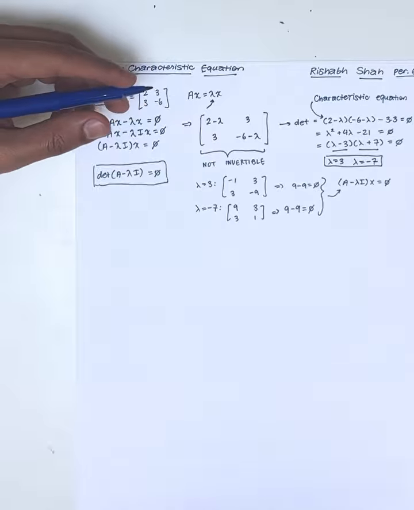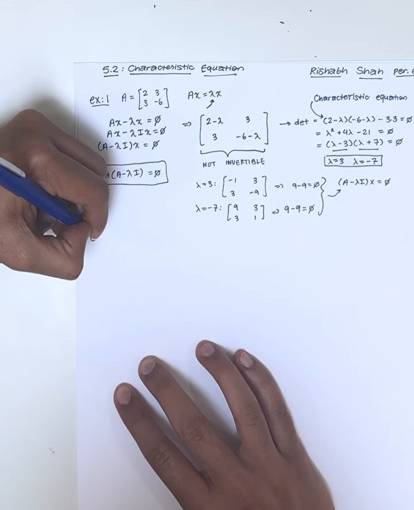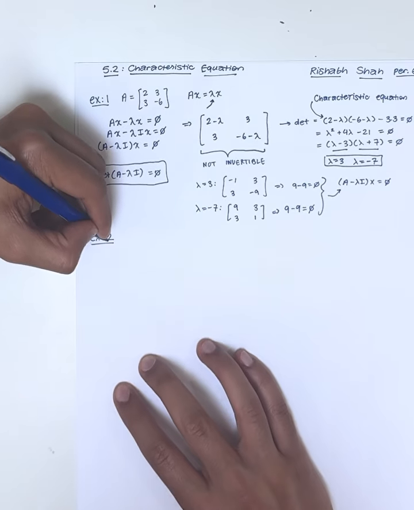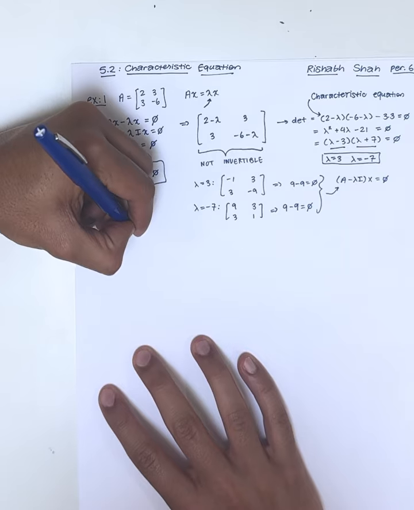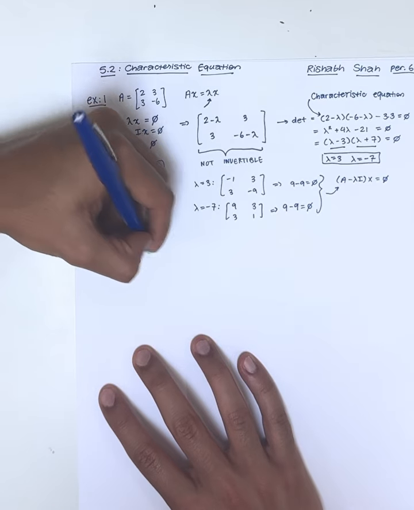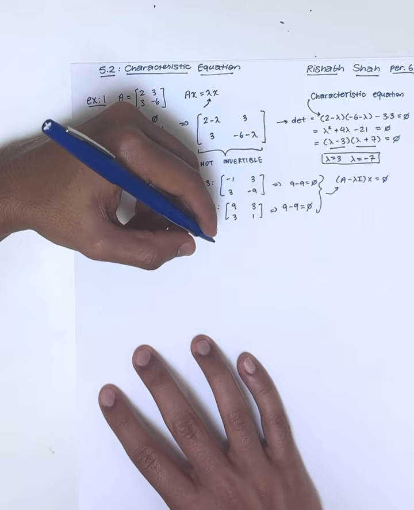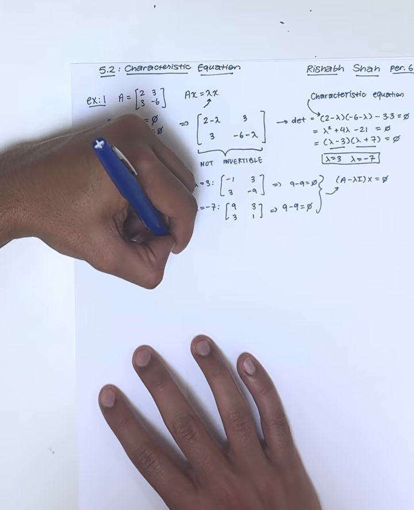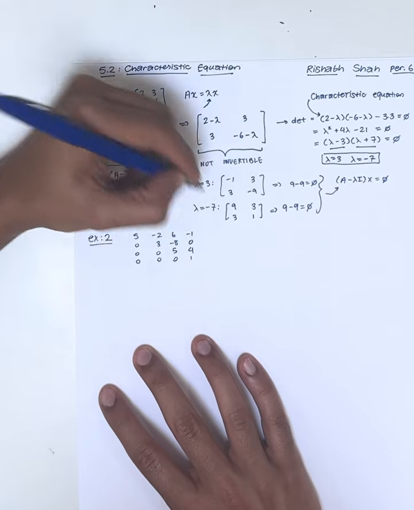Let's try with a larger matrix. This might look a bit daunting, but nevertheless, I think it's a good example to quickly find the characteristic equation. The matrix is: 5, 0, 0, 0; -2, 3, 0, 0; 6, -8, 5, 0; and -1, 0, 4, 1.